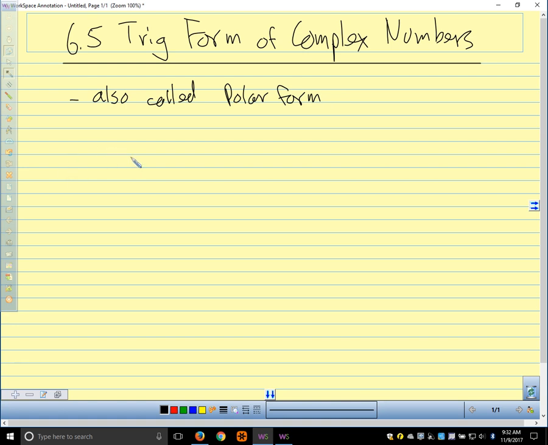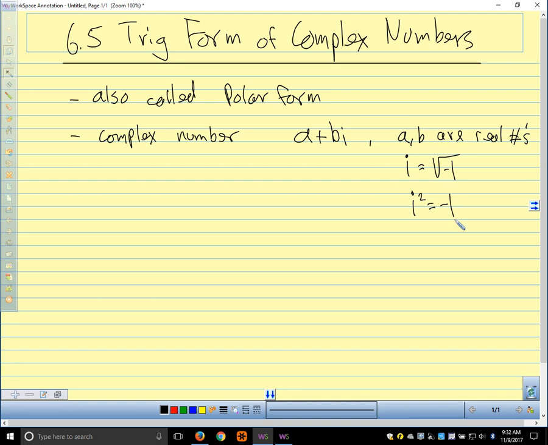All right, so a reminder: a complex number is a number a plus bi, where a and b are real numbers, and i is the square root of -1. And this also means that i squared is -1. We call i the imaginary unit. i is an imaginary number.